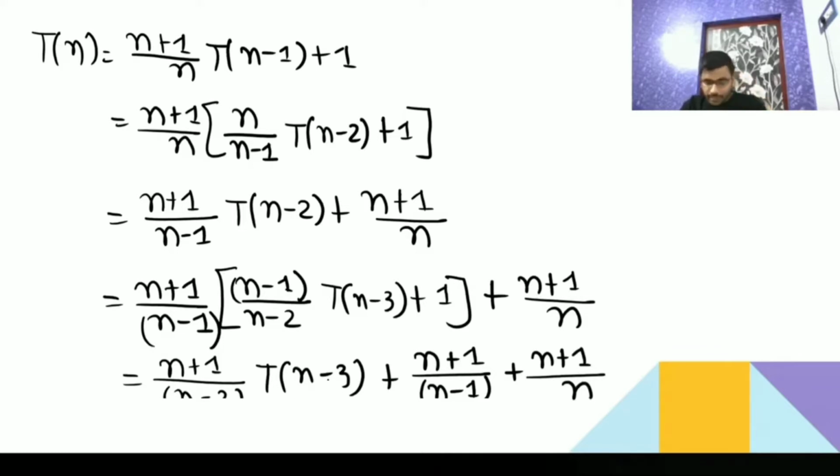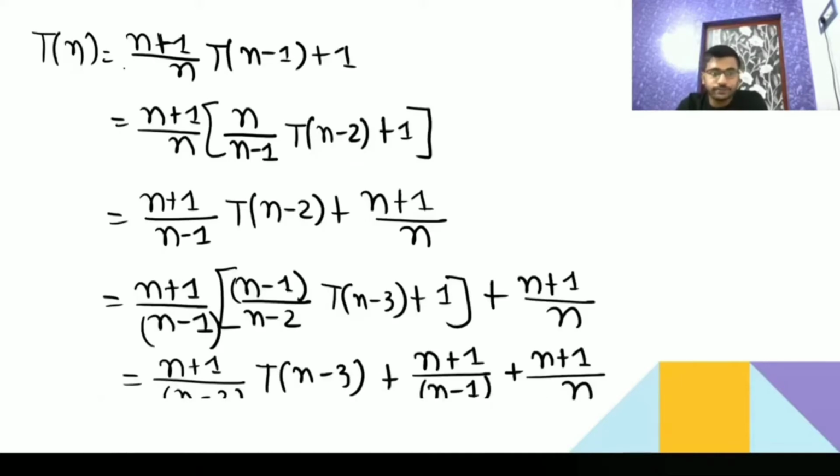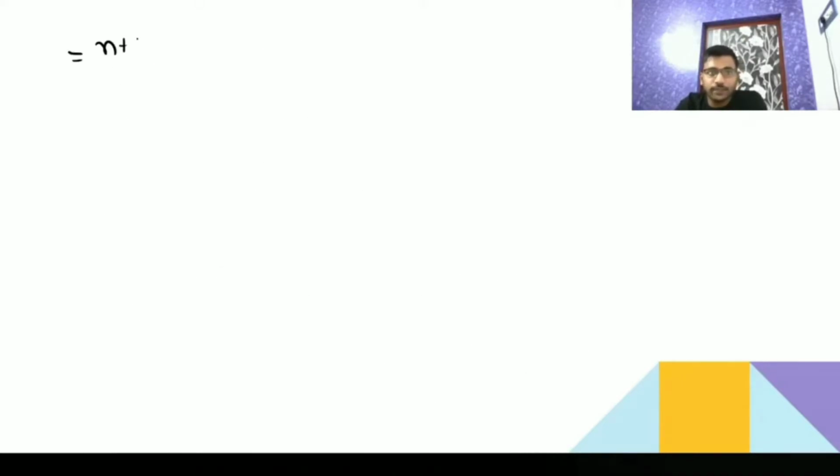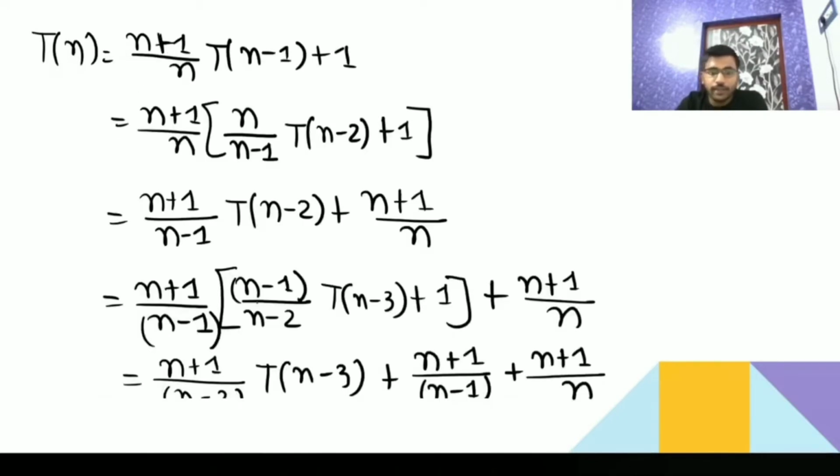In place of Tn minus 3, I will substitute what we have got. If you're done with the writing, let me know and I will go to the next slide. Now see, in place of Tn minus 3, you are going to write what you got: n plus 1 by n, plus n minus 2, then Tn minus 3.